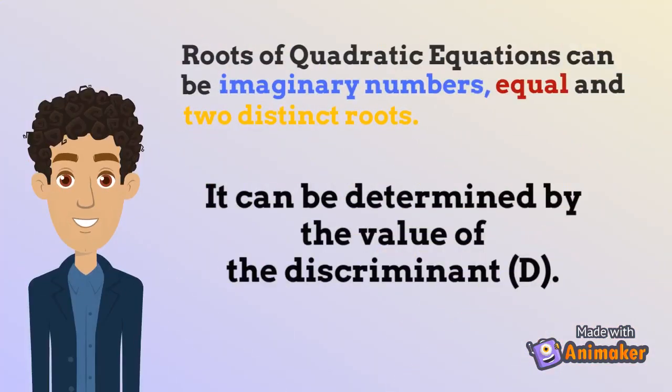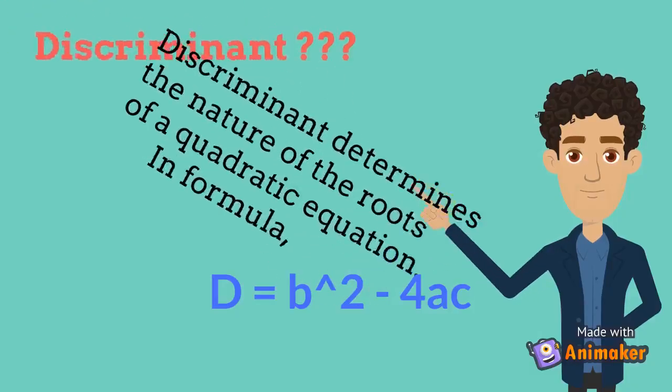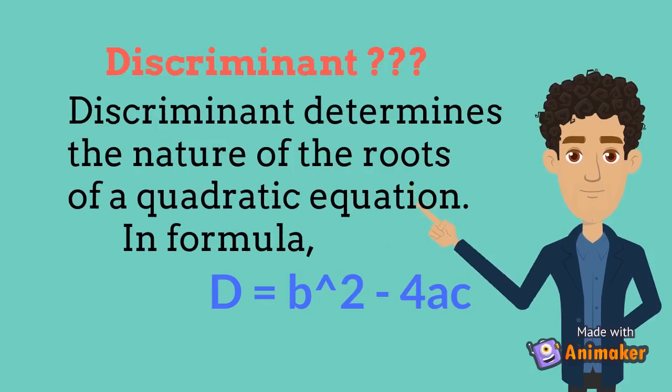The roots of quadratic equations can be imaginary numbers, equal, or two distinct roots. It can be determined by the value of the discriminant d. What is the discriminant? The discriminant determines the nature of the roots of a quadratic equation. In formula, d equals b squared minus 4ac.